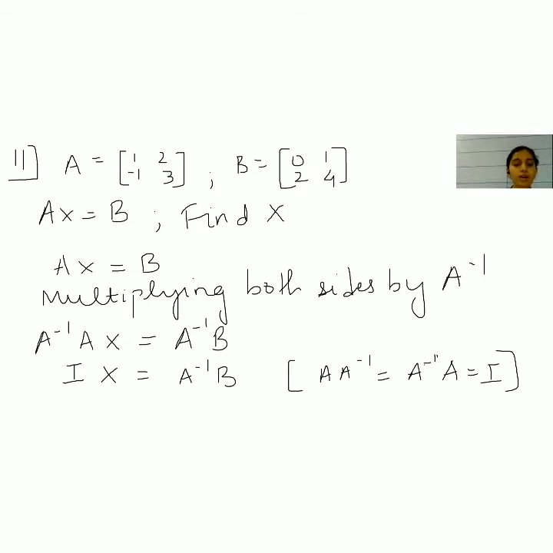So this is how we can find X. What is I into X? I into any matrix is the matrix itself. So X is equal to A inverse multiplied by B. That means to find X, we require the inverse of A and then we will multiply it with B. So let us start with finding the inverse of A. A is equal to [1, 2; -1, 3]. So how will we find the inverse?